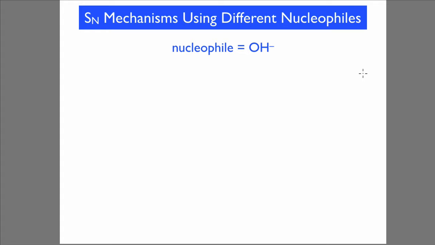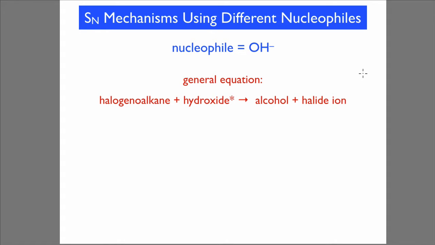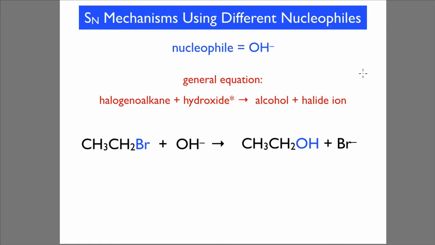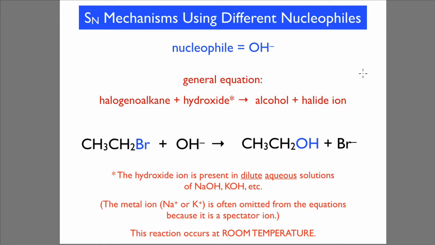Okay, SN mechanisms using different nucleophiles. Let's have a look at OH minus, the hydroxide ion. The general equation is a halogenoalkane with hydroxide gives alcohol and halide ion. For example, we use bromoethane with a hydroxide, you just switch them around. The hydroxide ion is present in dilute aqueous solutions, for example sodium hydroxide and potassium hydroxide. The metal ion, potassium or sodium, is often omitted because it's just a spectator ion. The reaction occurs at room temperature.